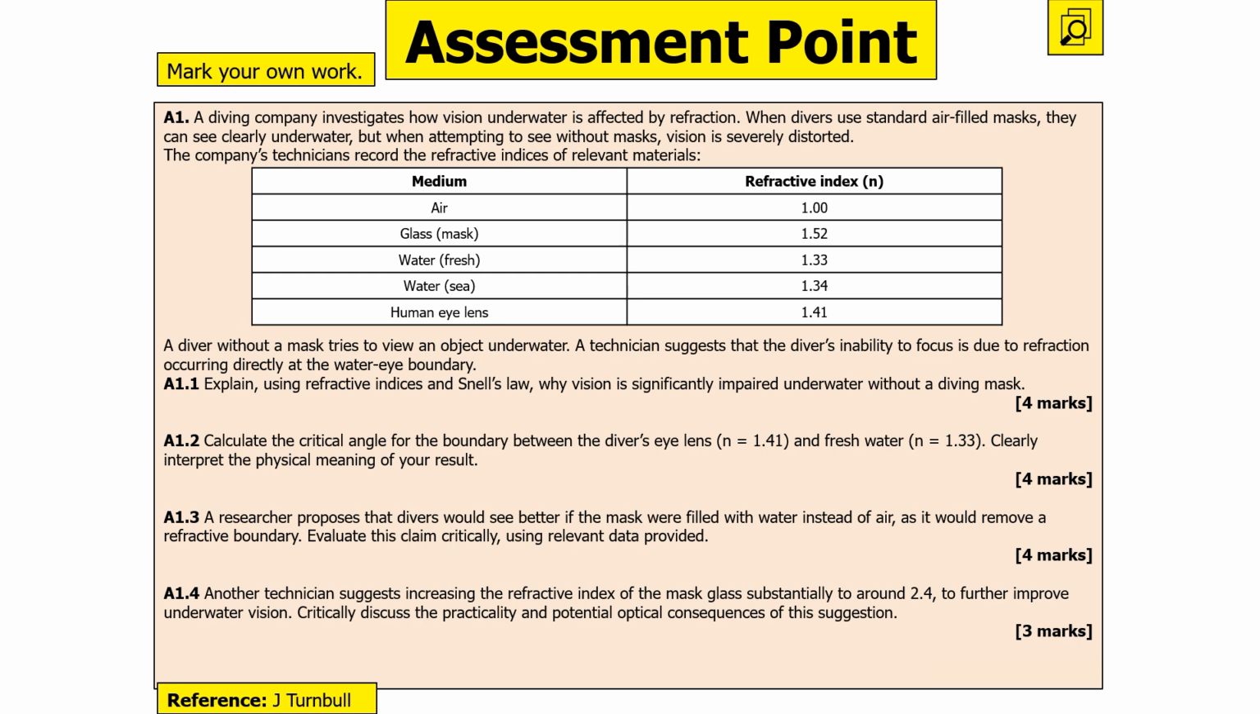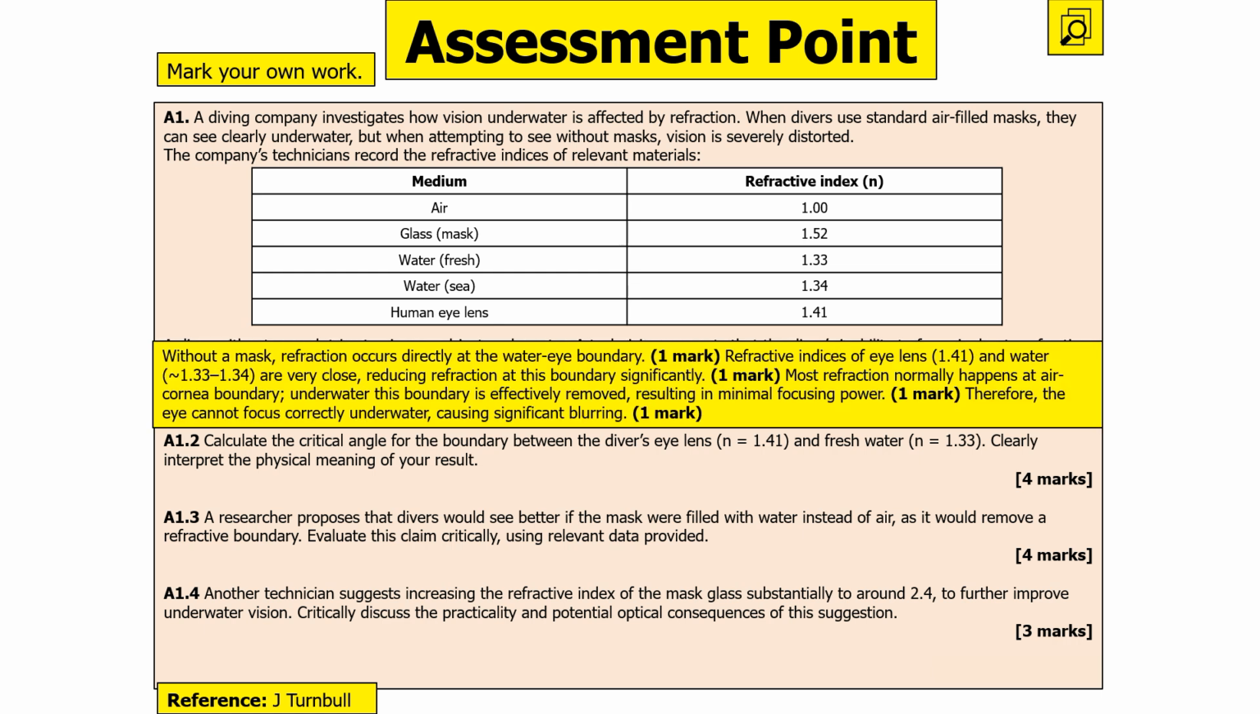Okay, in this first one, without a mask, refraction occurs directly at the water-eye boundary. The refractive indices of the eye lens and the water are very close, reducing refraction at this boundary significantly. Now, most refraction normally happens at the air-lens boundary, so underwater this boundary is effectively removed, resulting in a minimal focusing power. Therefore, the eye cannot focus correctly underwater, so it causes significant blurring.